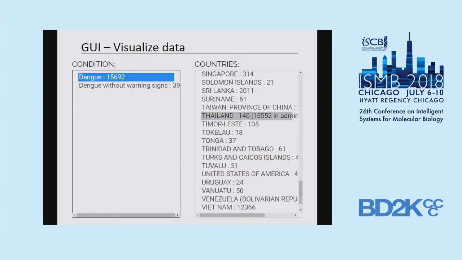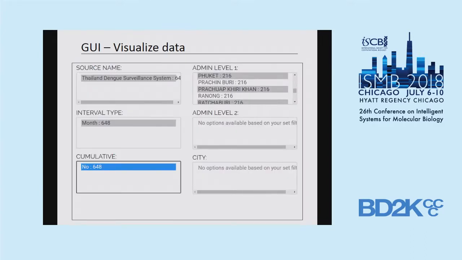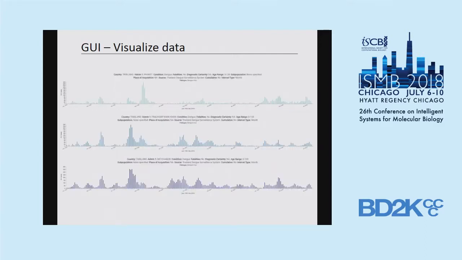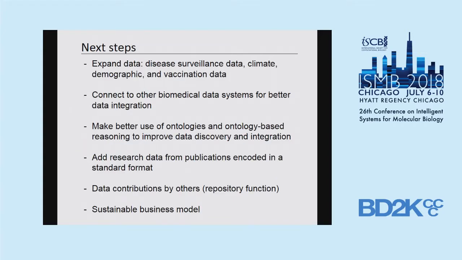And then visualize the data. For example, for dengue here, you can click Thailand, and then once you have Thailand, you can click 3 different provinces, and then here is the visualization that shows you, you can compare the time series of Thailand dengue data. It's very rudimentary still, but given that we have an API, we hope that others will actually build more sophisticated visualization systems, and if not, then we'll do it ourselves.